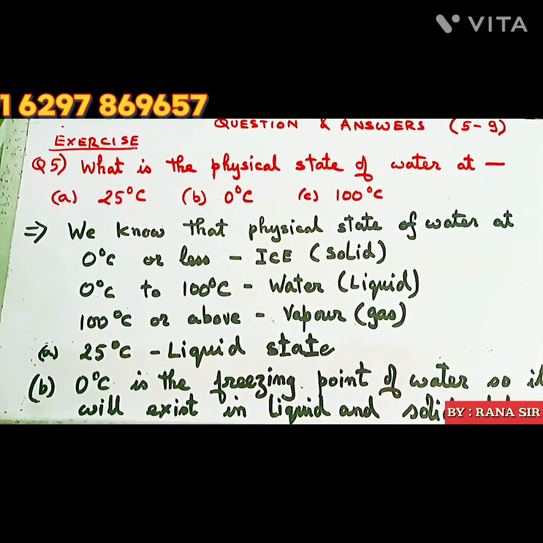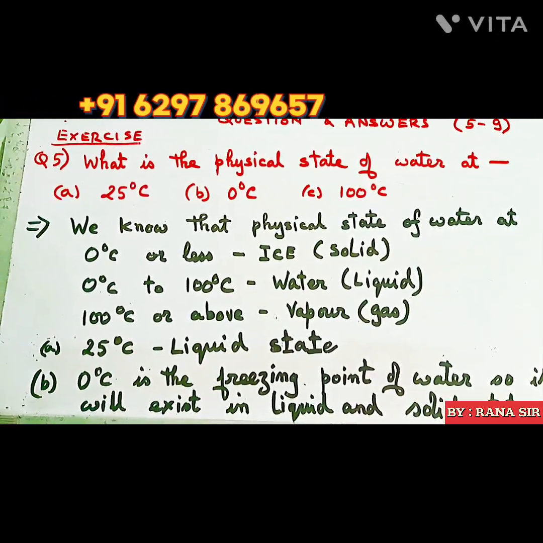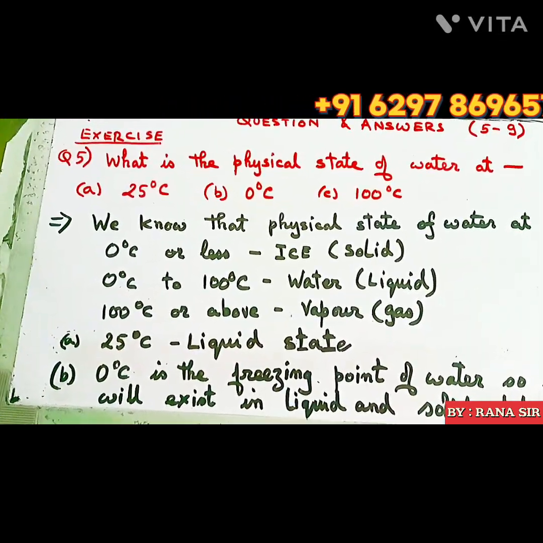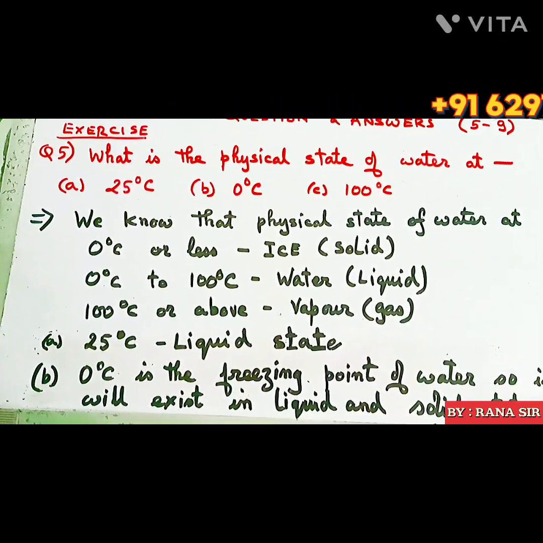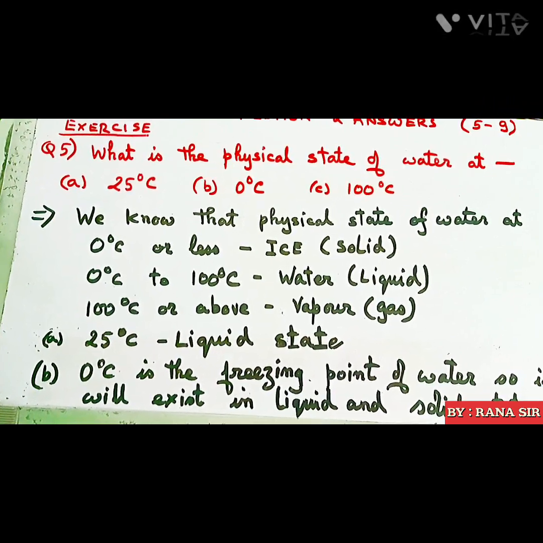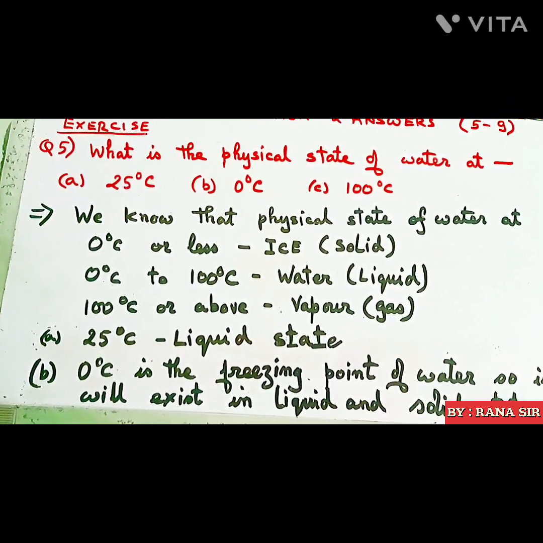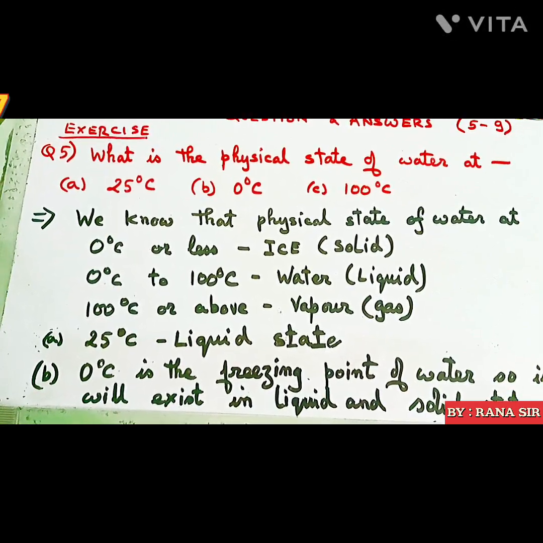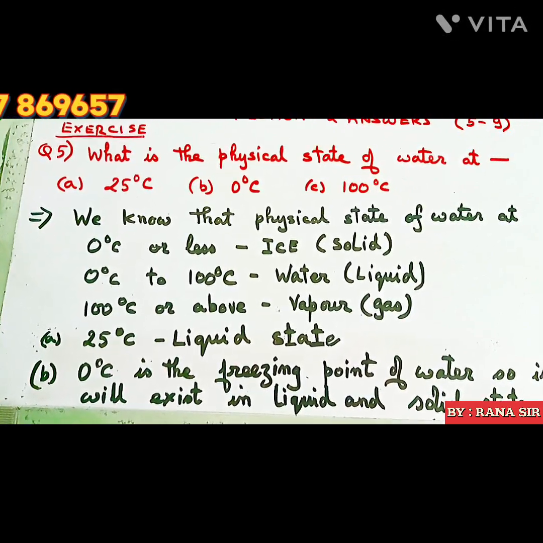We know the physical state of water at 0 degrees C or less, it is ice or solid. At 0 degrees C to 100 degrees C, it is the water or liquid state. At 100 degrees C or above, it is the vapor state or gas.